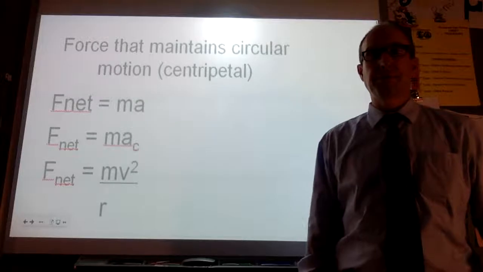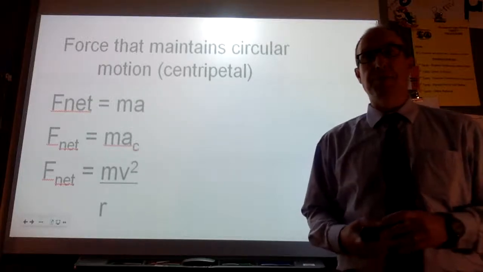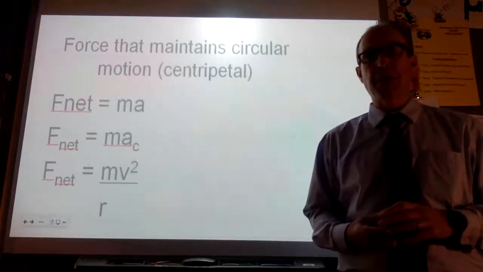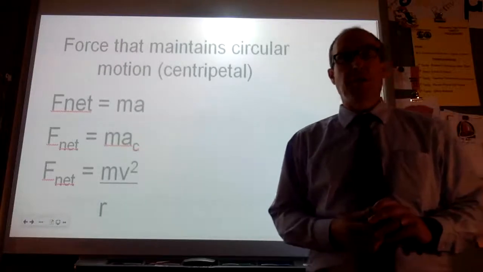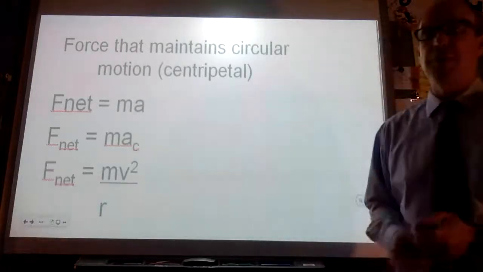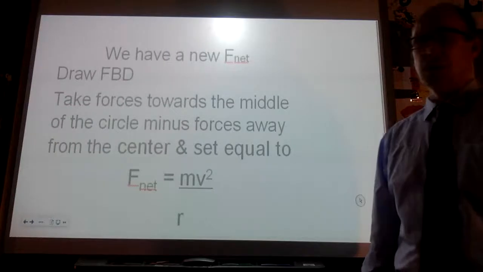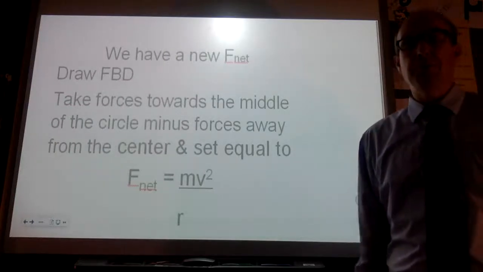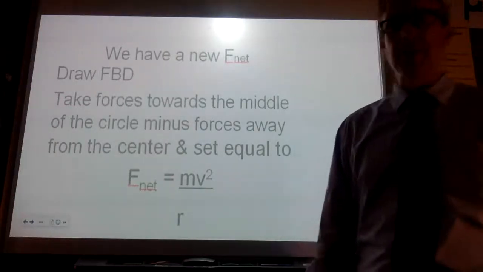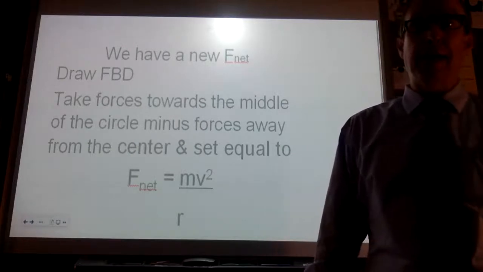Welcome back, guys. So we have this new force, this centripetal force. Let's try to set up some problems and solve some problems with it. So our new F net is going to be mv squared over r. The first thing we're going to have to do, just like we did with F net equals 0 and F net equals ma, is to draw a free body diagram.